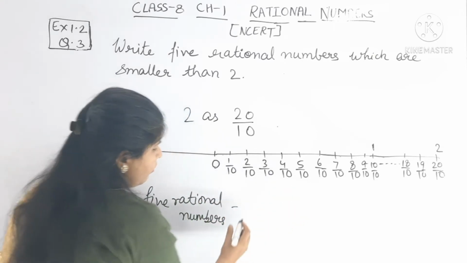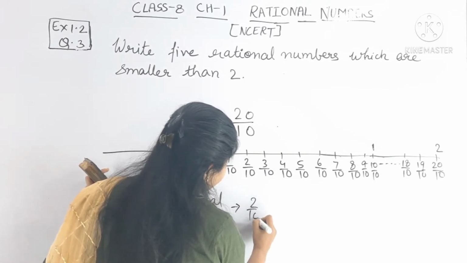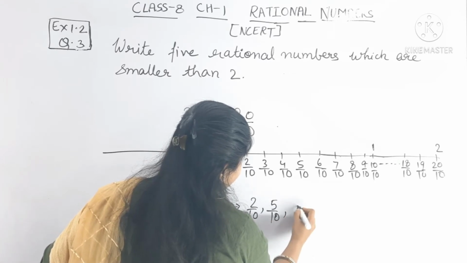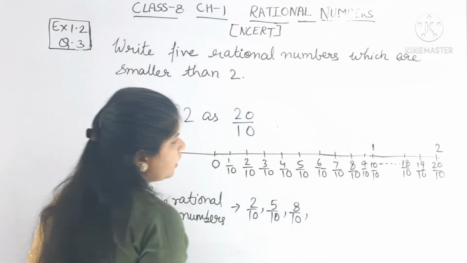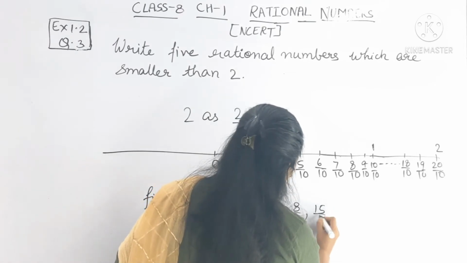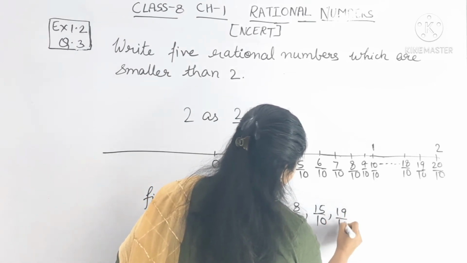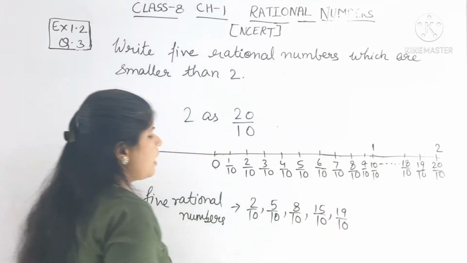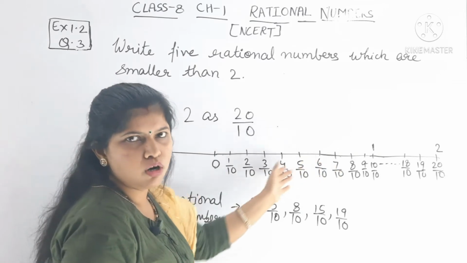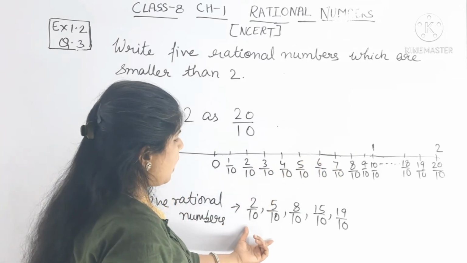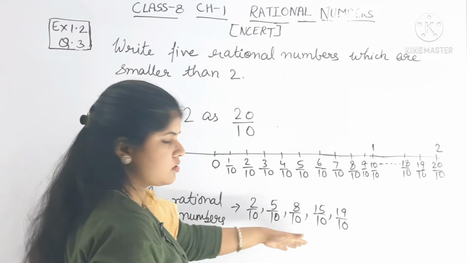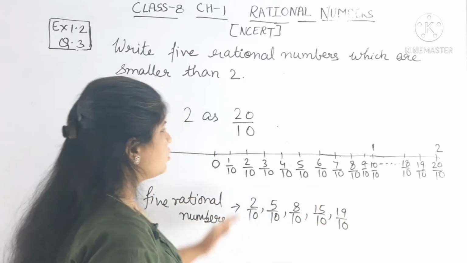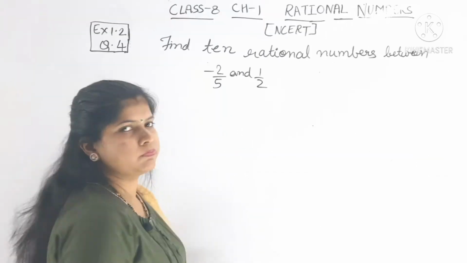I am choosing any one, like 2 by 10, 5 by 10, 8 by 10, 15 by 10, 19 by 10. Okay, these all are rational numbers smaller than 2, and you can write any one before 20 by 10. Okay, so I am writing, I have chosen this one. Okay, 2 by 10, 5 by 10, 8 by 10, 15 by 10, and 19 by 10. So this is the answer for question number 3.